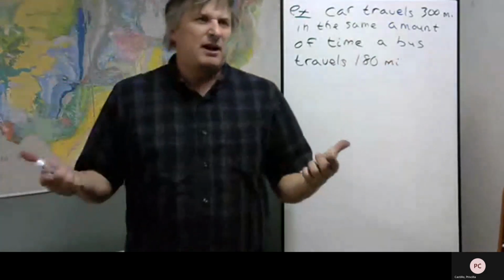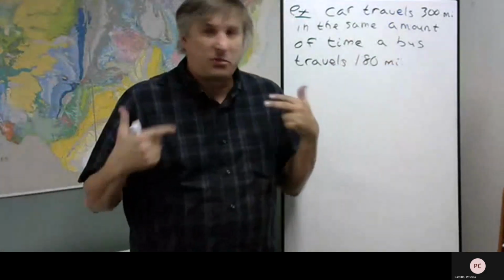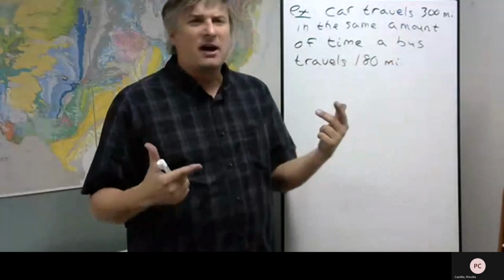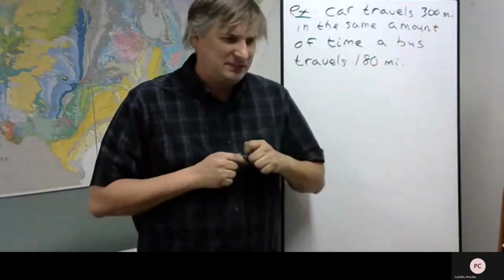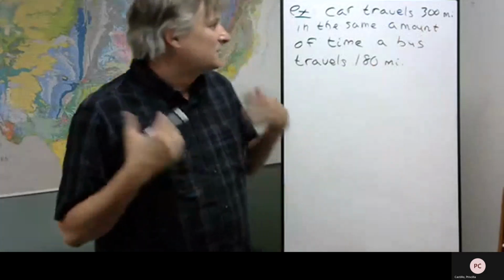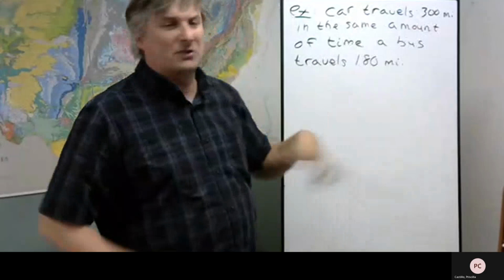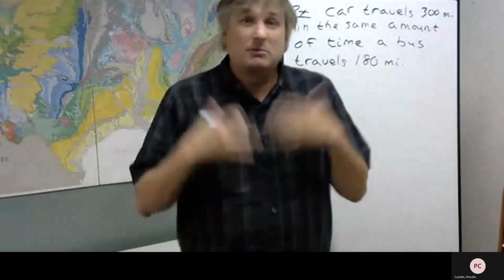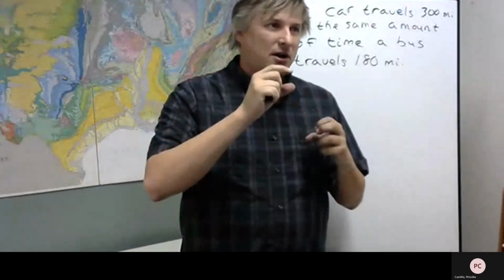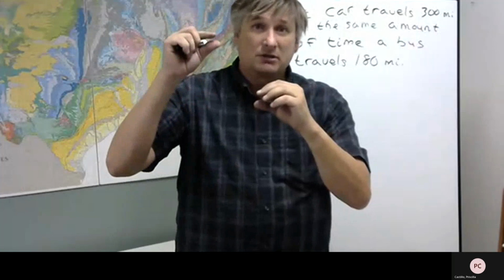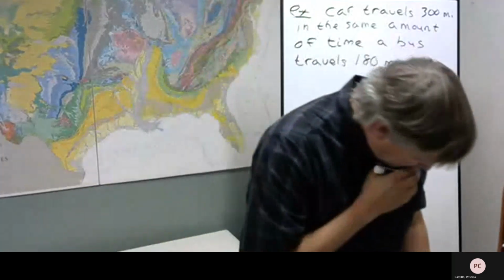So in some amount of time, let's say it was, I don't know, 3 hours. Well, no, not 3 hours. Oof, you'd be driving pretty fast. Say 6 hours. So say in 6 hours, the car travels 300 miles, the bus travels 180. Just to illustrate. I don't know if it's actually 6 hours, I'm just making that up. The point is, in some fixed amount of time, the car that's driving faster will go farther than the bus that's going slower.